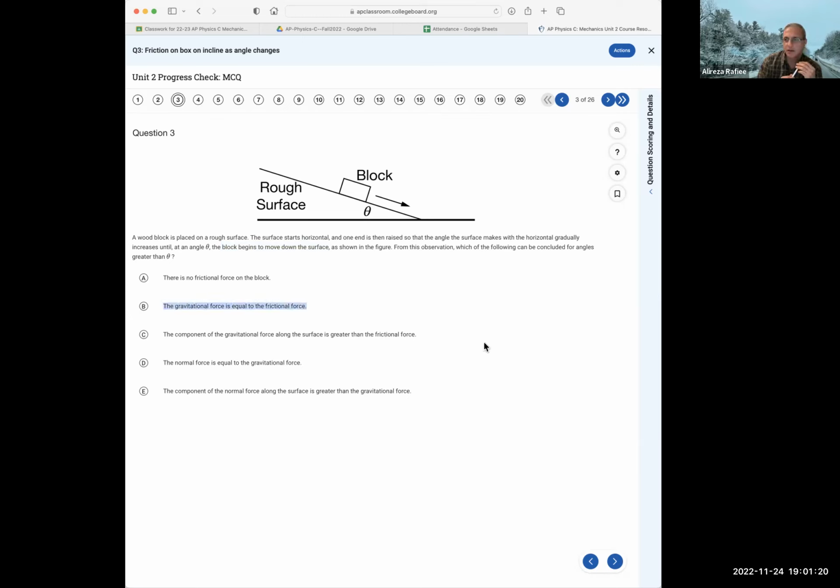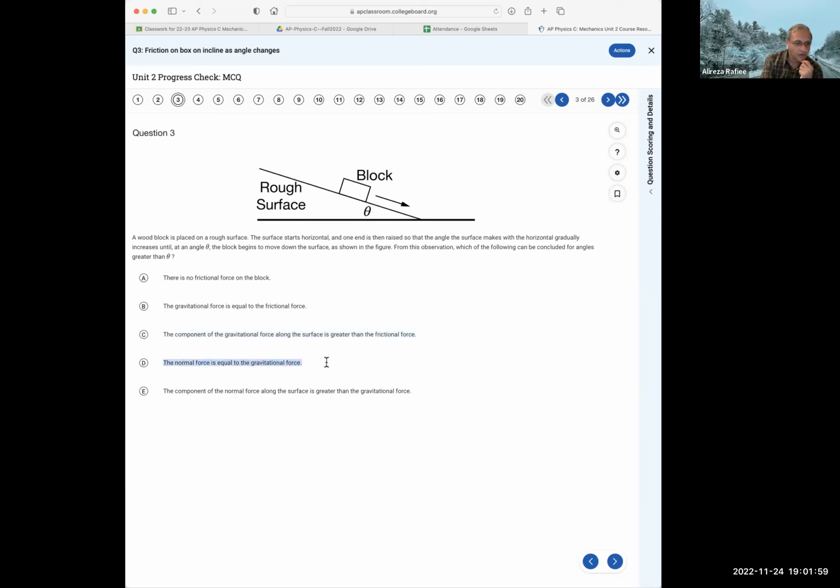Is it? No. Friction is not equal to gravity. Gravity is mg. It's not equal to mg. The friction is actually equal to mg sine of theta. Okay, the component of the gravitational force along the surface is greater than the frictional force. This could be true. If it's accelerating, then yes, definitely this is true. If it's exactly equal, then it's coasting down, not accelerating, but still moving. It's very likely that it's accelerating.